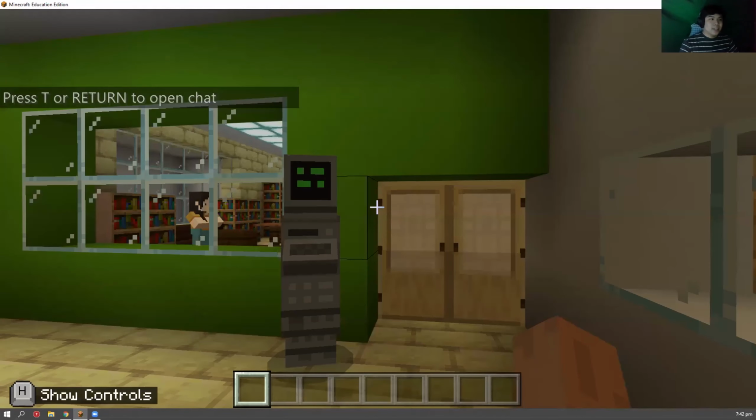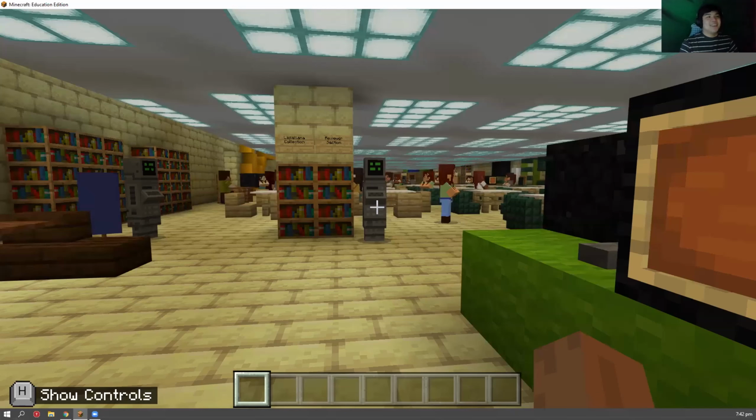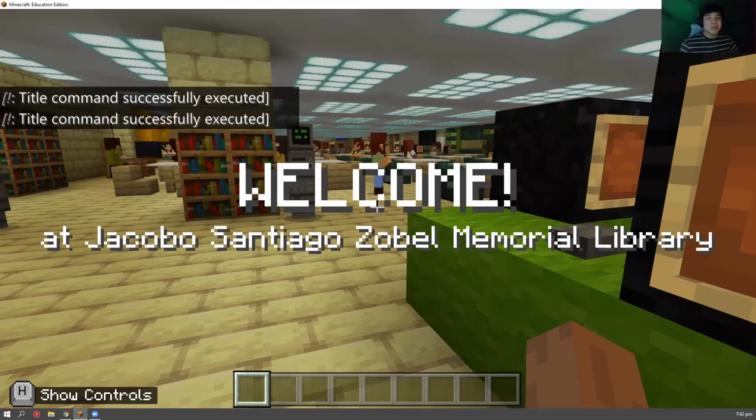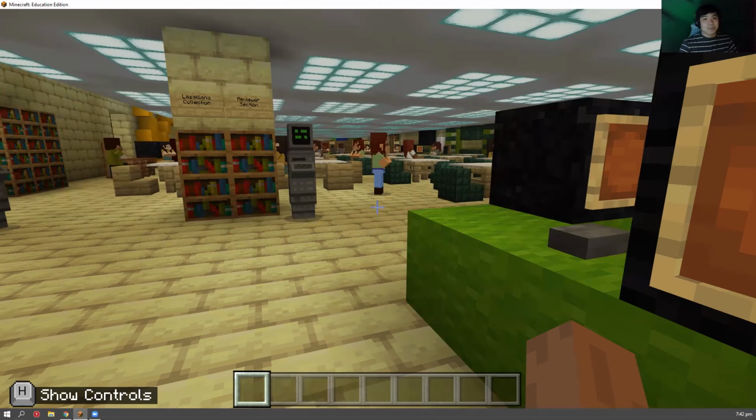Let's go inside. Before we go further, let's tap our ID. Oh, welcome to Jacobo Santiago Sobel Memorial Library. That's the name of our library. With this, Minecraft also supports some coding. So if you do know some coding, there are a lot of possibilities again in Minecraft.